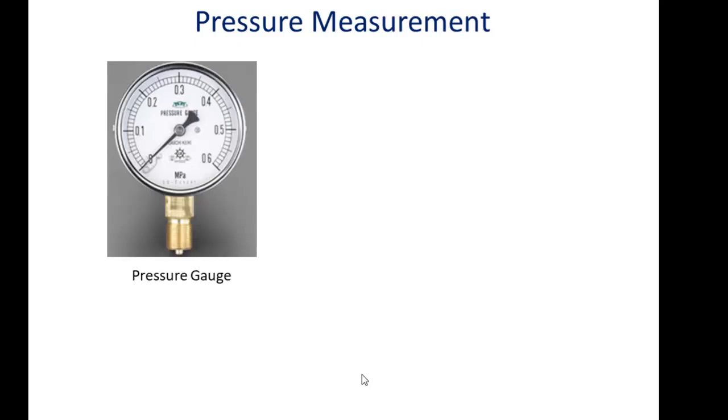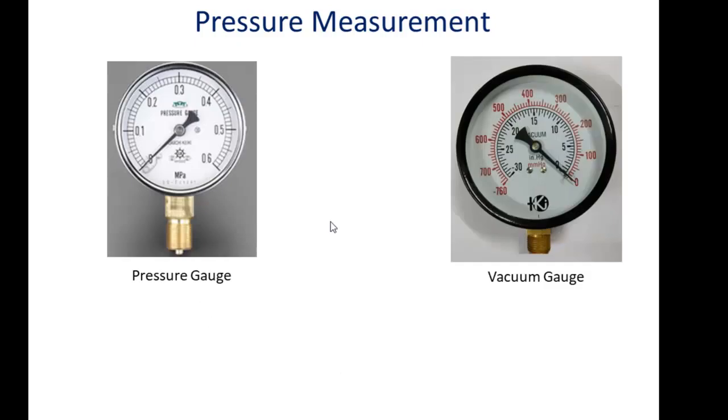To measure the pressure, we have devices called pressure gauges, right? These pressure gauges indicate the pressure higher than the atmospheric pressure. So if you want to convert the value indicated by the pressure gauge into absolute pressure, then we have to add atmospheric pressure to this. And the vacuum gauges are used to measure pressure less than the atmospheric pressure. So this will indicate to what extent the pressure is less than the atmospheric pressure.